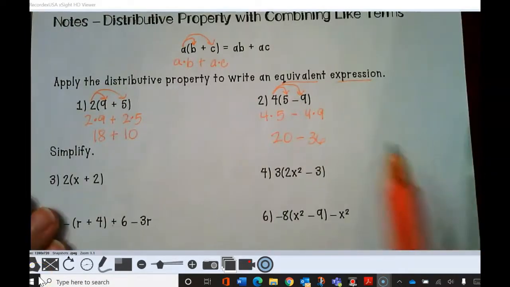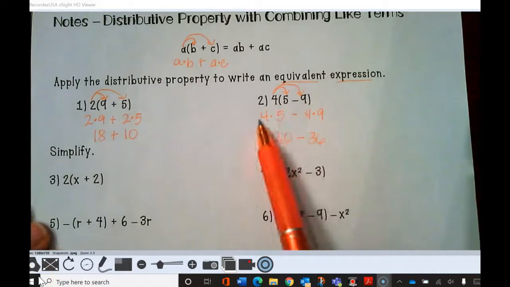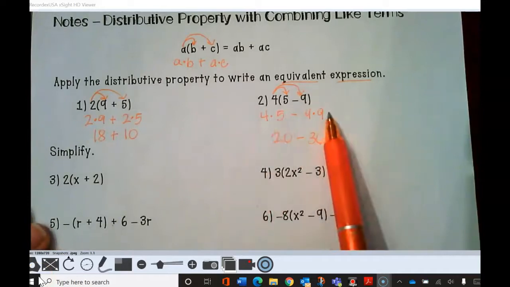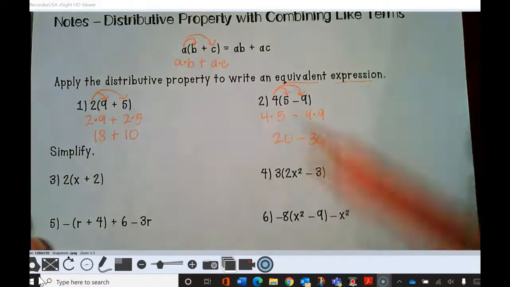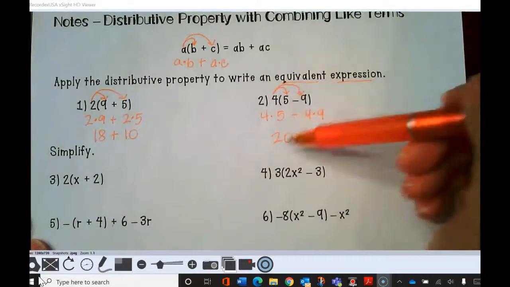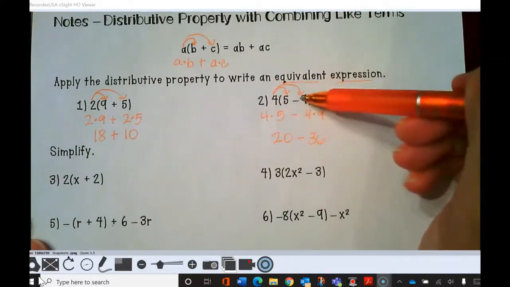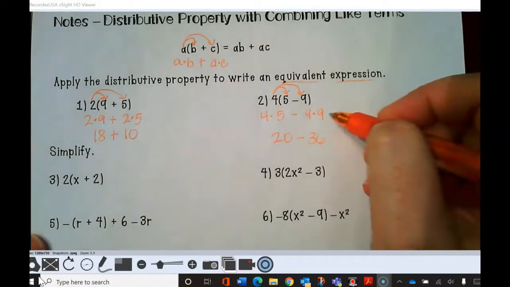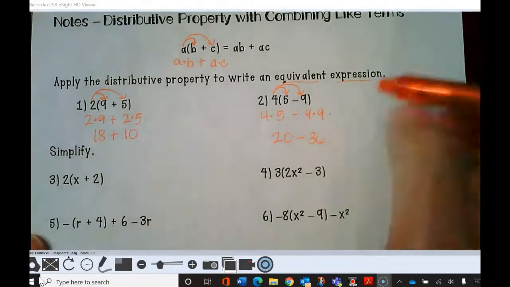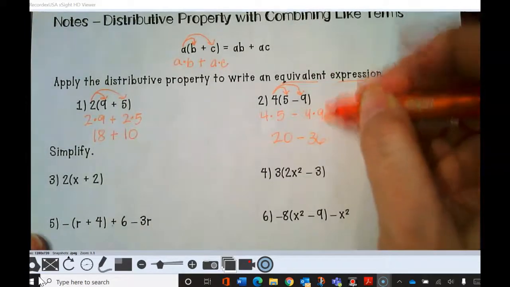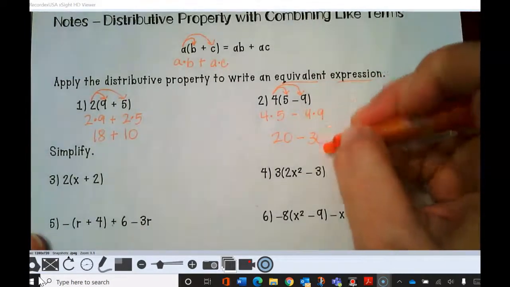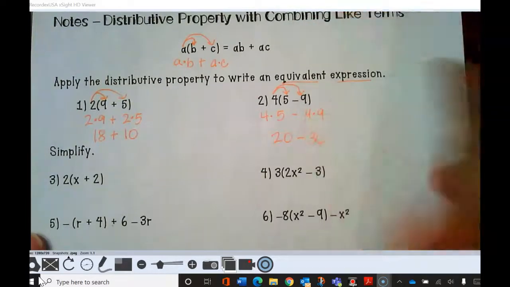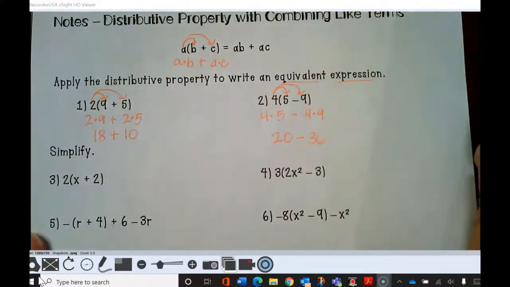All right, to talk about that mental math, you don't have to write this step, and I would recommend not writing it. Just do it mentally and write 4 times 5 is 20, and 4 times a negative 9 is a negative 36. Okay? Again, you could have this or this as your answer. It doesn't matter because it's still an expression. You can't tell me the answer is negative 16 because that would not show the distributive property.